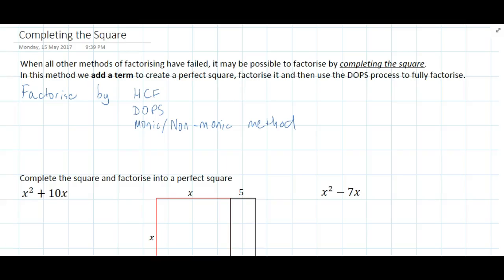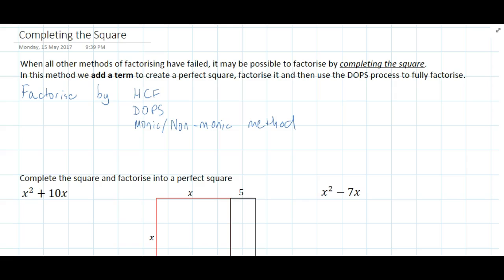Hi guys, a video on completing the square, which is another way of factorising we use when we have exhausted all the other options. So we've explored highest common factor, difference of perfect squares, and monic and non-monic methods of factorising. Now sometimes it's not possible to use any of these and we have to use another method called completing the square.